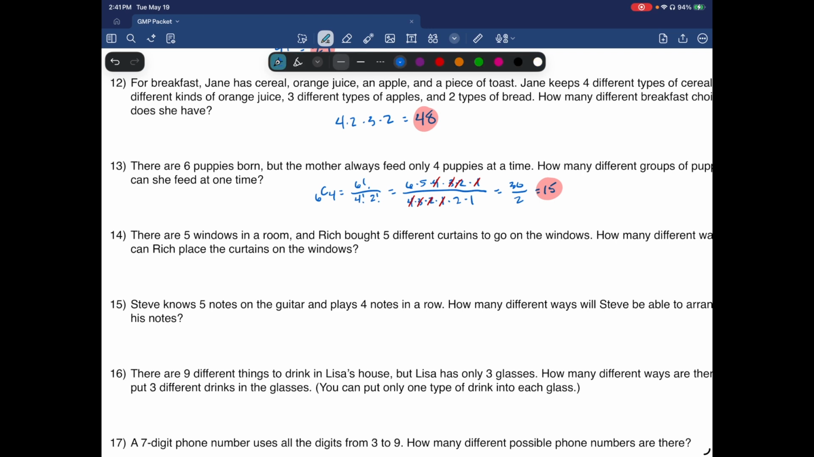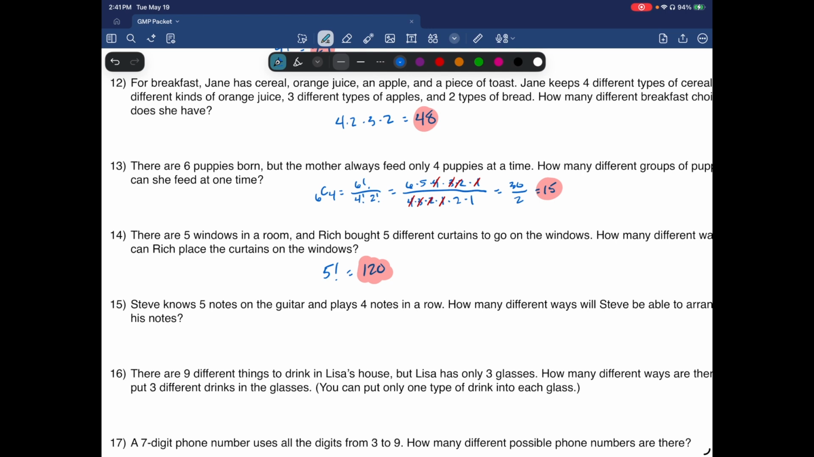14. There are 5 windows in a room. Rich bought 5 different curtains to go on there. How many different ways? So they're all going to be used. So that's 5 factorial. So 5 times 4 times 3 times 2 times 1. That's going to be 120 different ways he can lay out those curtains.